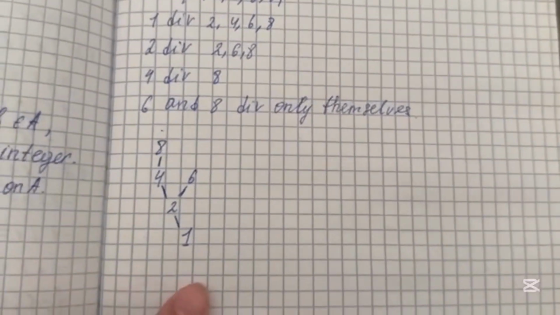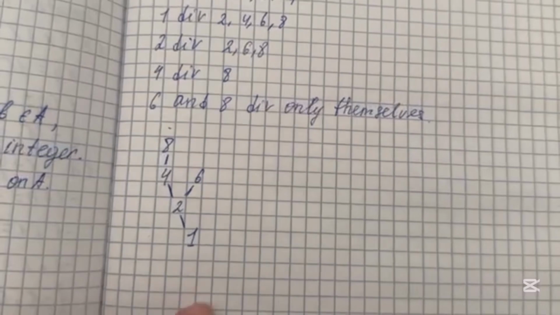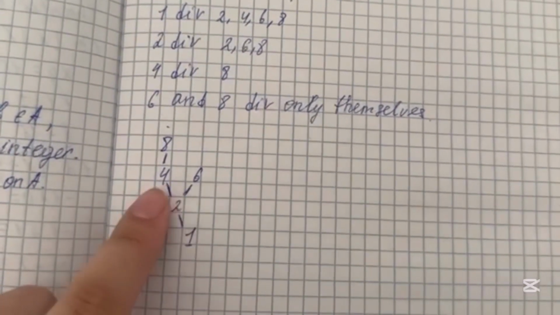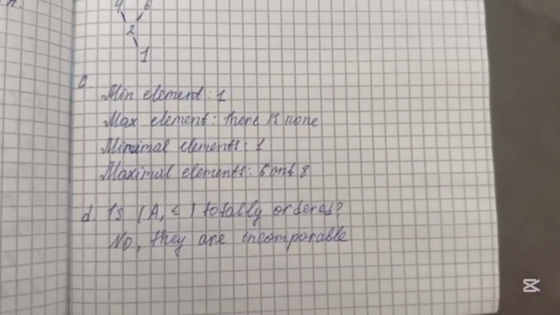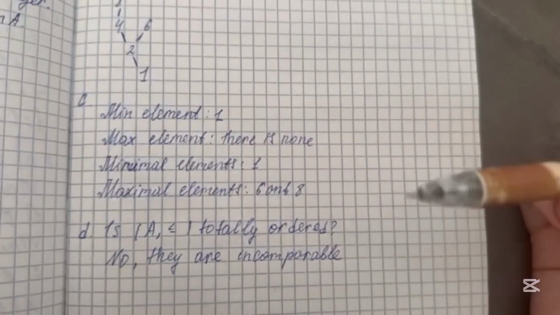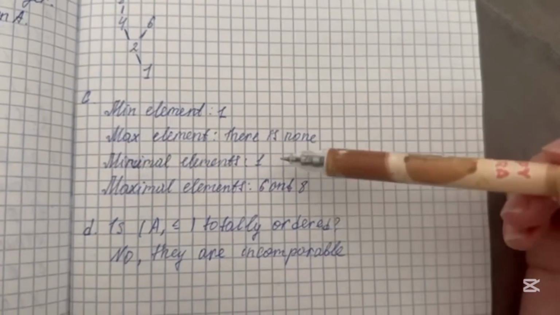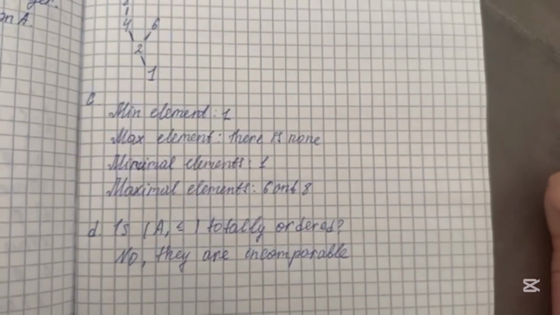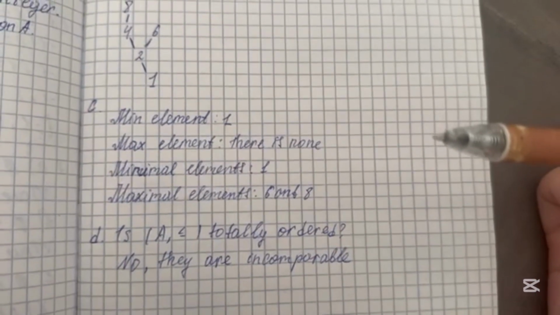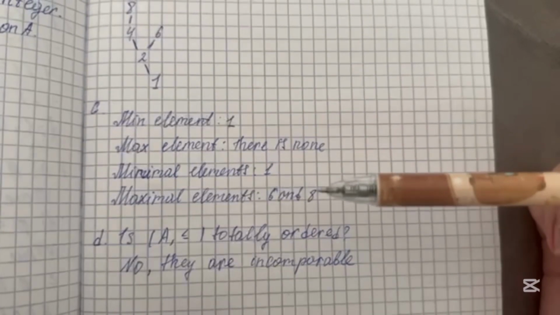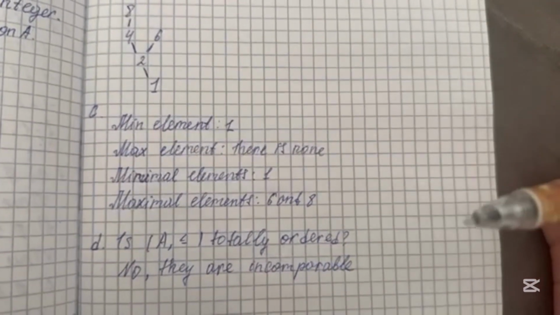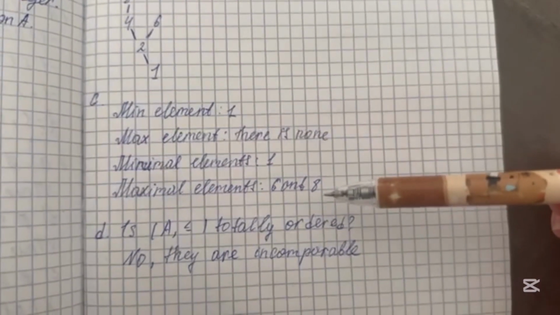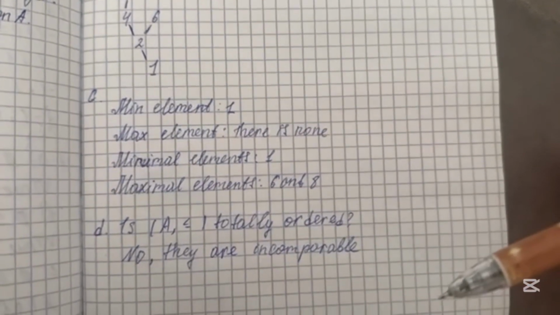We draw the Hasse diagram, and 1 is below 2, 2 is below 4 and 6, 4 is below 8. The minimum element is 1 because it divides all others. There is no maximum element because there is no single number that is divisible by all. The minimal element is 1, the only one with nothing below it. And the maximal elements are 6 and 8 because no numbers in the set are above them.